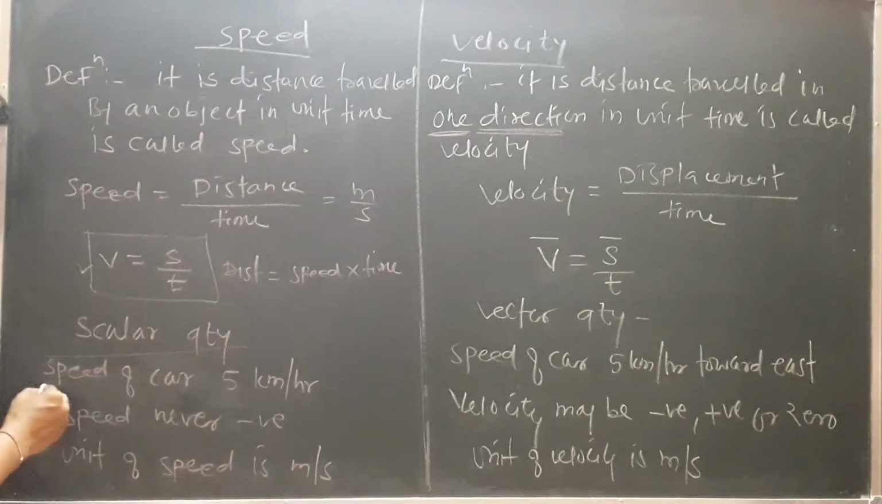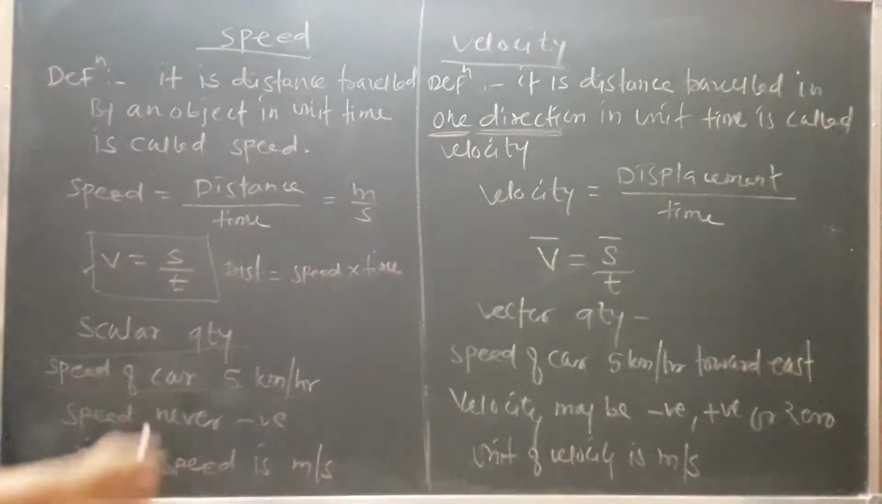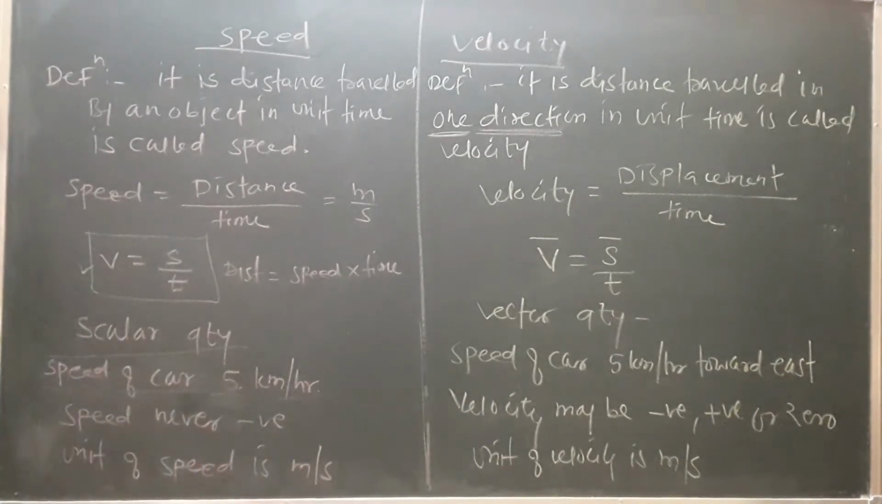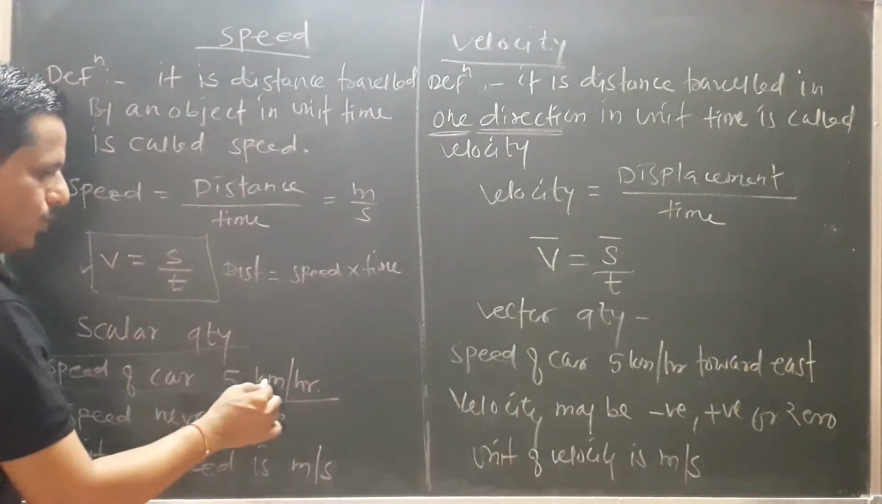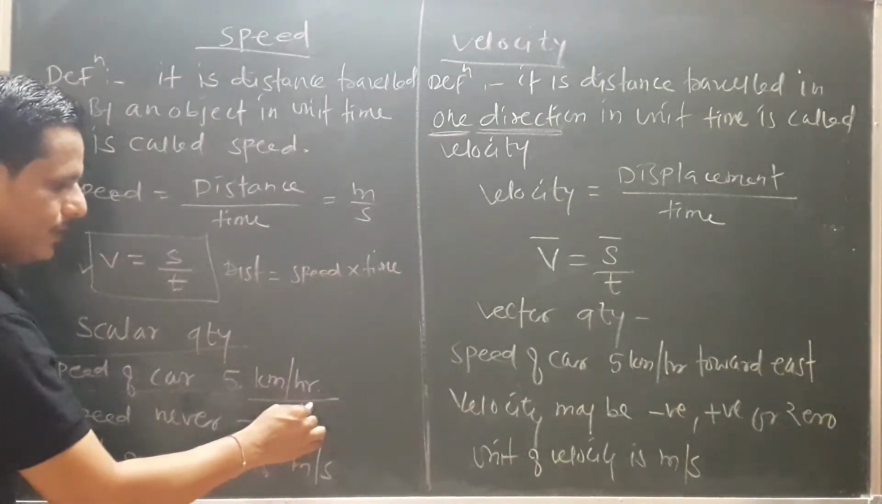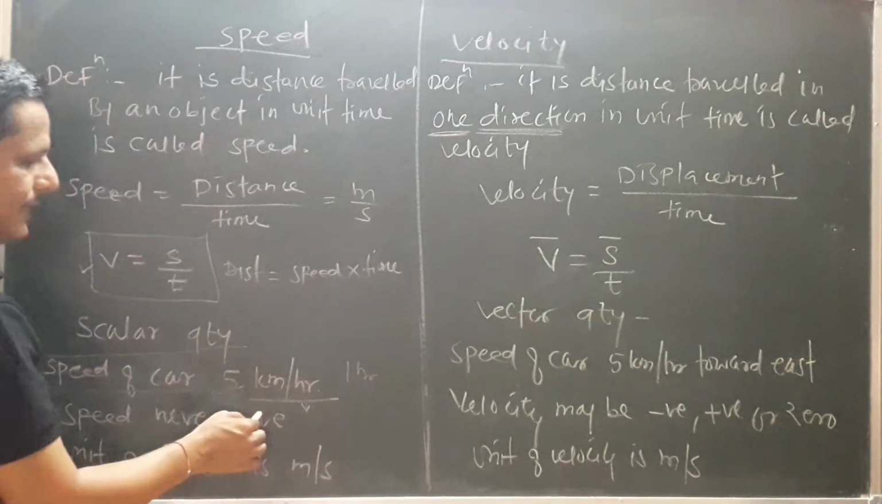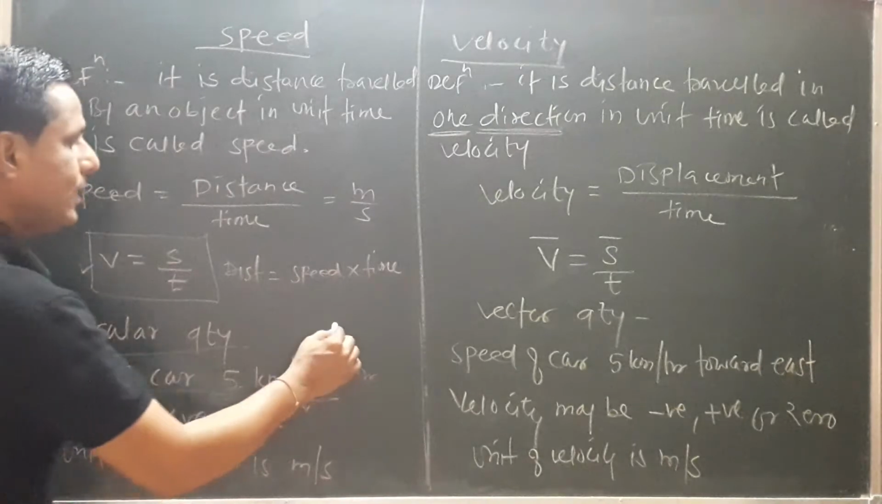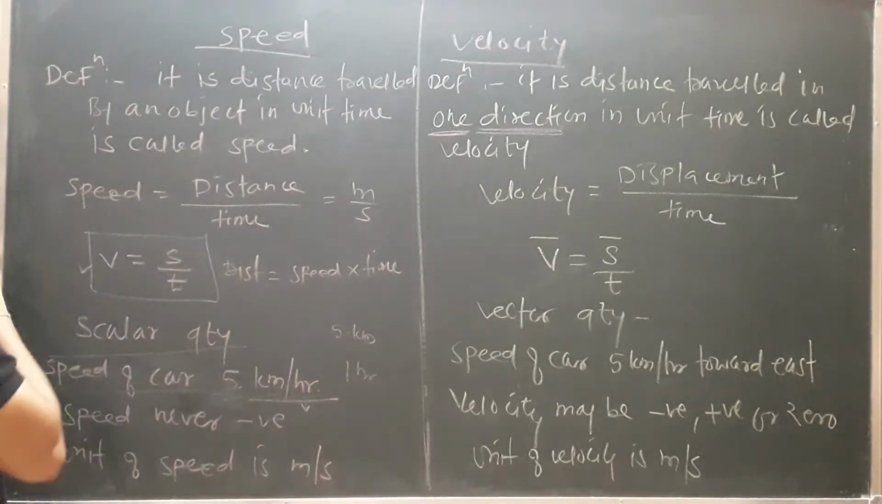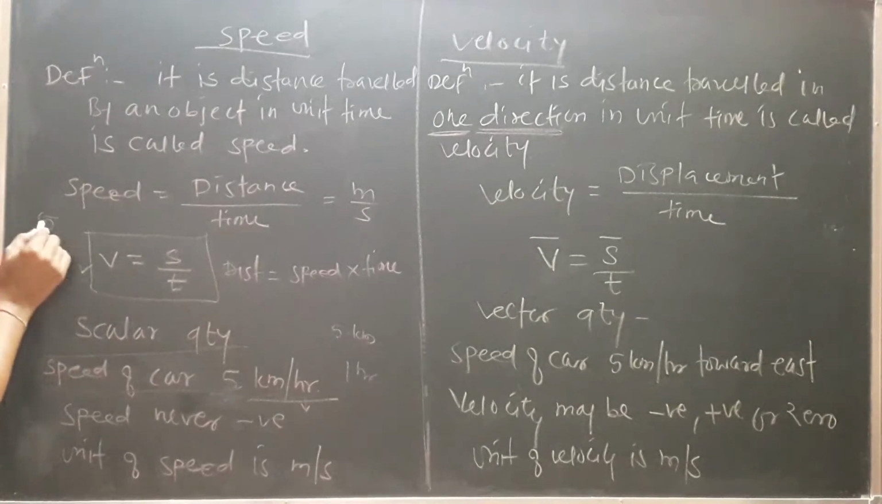For example, I can say that the speed of my car is 5 km per hour. Now what is the meaning of that? Let's understand properly the meaning of this 5 km per hour. The meaning of this is that within 1 hour I traveled 5 km distance. So that is speed. What will be my speed? I can write 5 by 1, which is nothing but 5 km per hour. That is the speed of my car.